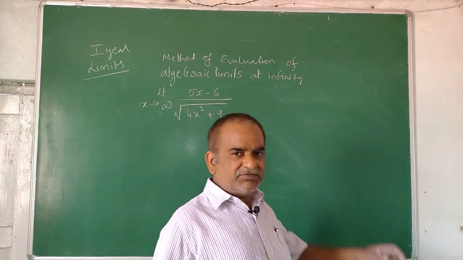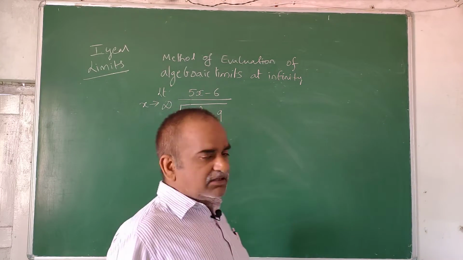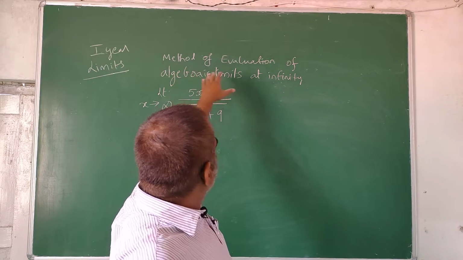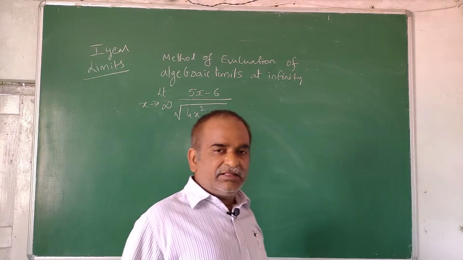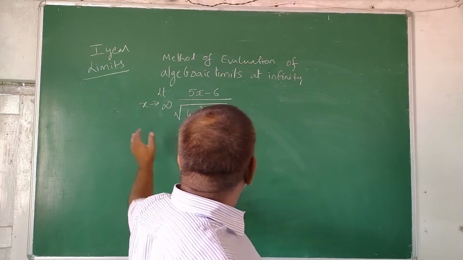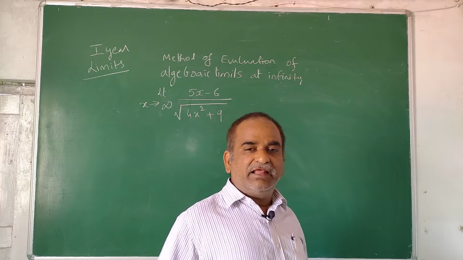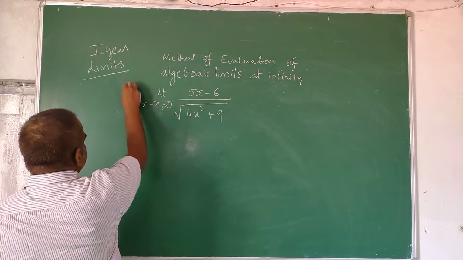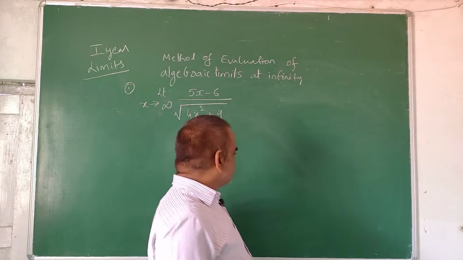Now, dear students, we are continuing the first year limits. Here our heading is method of evaluation of algebraic limits at infinity. So when you are seeing x tends to infinity or minus infinity, how to evaluate the limits, that we are going to discuss now. The first question is the limit of (5x minus 6) by root over (4x square plus 9).